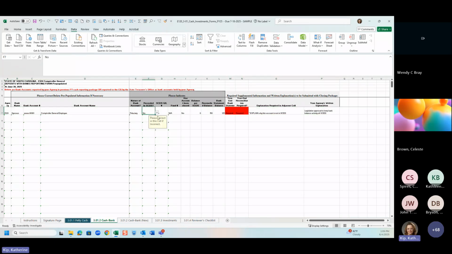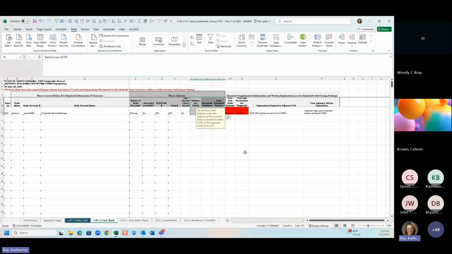And you'll just go through and answer these questions. Is it recorded in SCEIS? No. So if it was recorded in SCEIS, you would put what the SCEIS GL number is and what the fund. If the account has been closed, you'll indicate that as well.